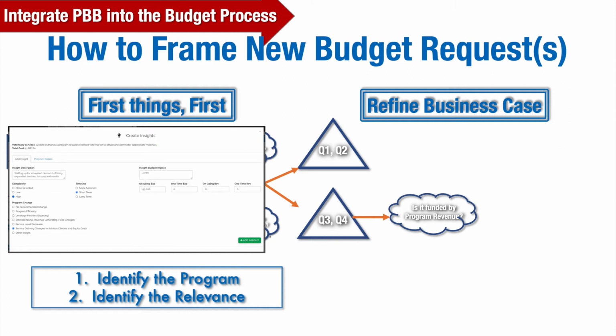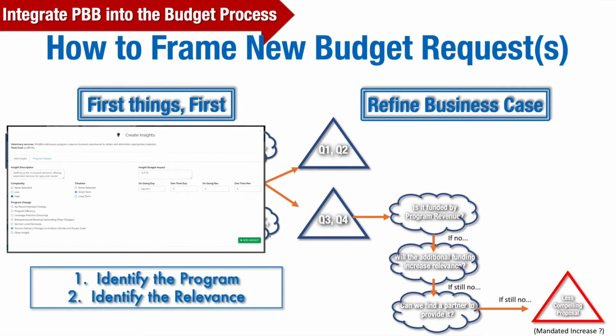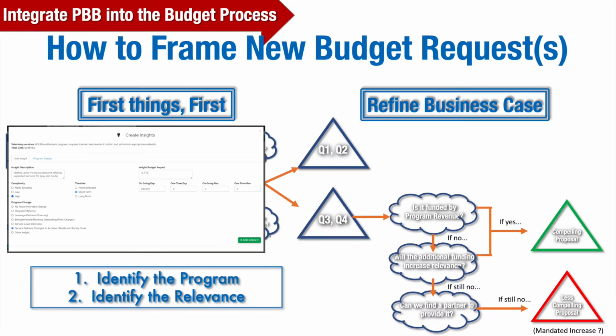low priority program, we could ask a follow-up question. Will the additional funding change the nature of how we provide the program in such a way that it will increase its relevancy? It'll link to results better? That might be a good case. If the answer is still no, man, this is a pretty weak case. Is there a partner? How did it score in reliance? Are we sure there isn't anybody else who could assume this responsibility? Why are we taking it on in local government? And if the answer is no, holy smokes, is it mandated? Are we forced to do this? Are our hands tied? If the answer is yes to any of the above, that might be a compelling proposal.